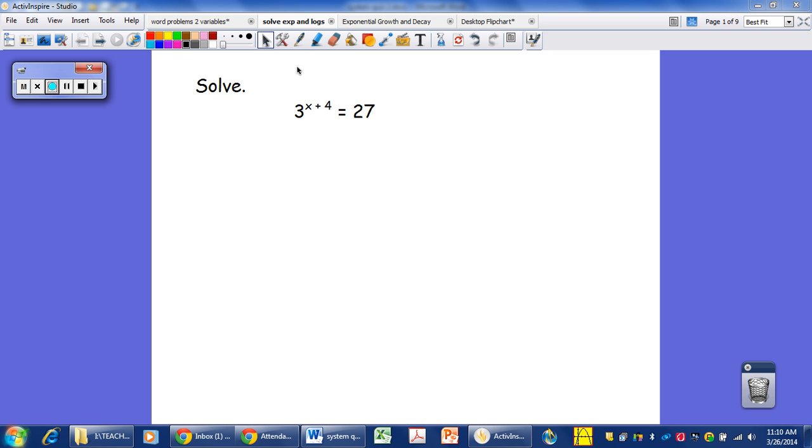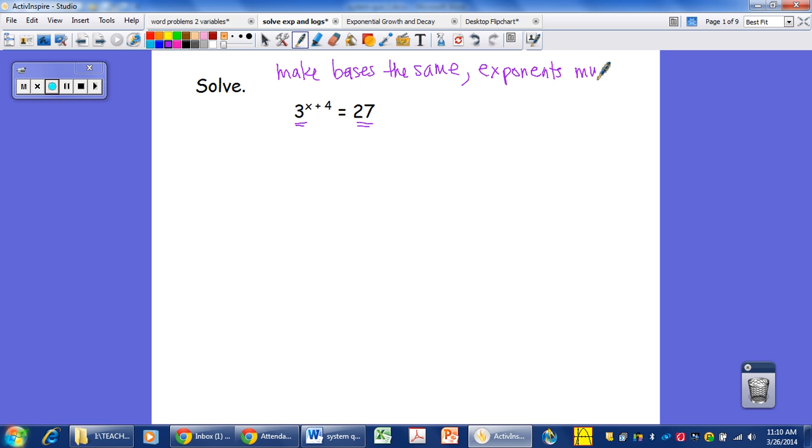Today we're going to talk about solving some exponential equations. There are two ways to solve exponential equations. One way is to make the bases the same. If the bases are the same, then the exponents must be equal. So rather than solving this equation like this, we're just going to solve the exponents, because we're going to set the exponents equal.